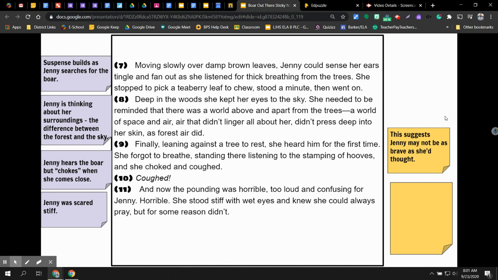Who knows? Now, we continue reading, and now the pounding was horrible, too loud and confusing for Ginny, horrible. She stood stiff with wet eyes and knew she could always pray, but for some reason, she didn't. So she's so scared that she doesn't even pray, it says here. So what do you think this reveals to us about Ginny? What do you think this tells us about what she's learning, what she's realizing, how she's changing? This is a tough one, but give it a shot.